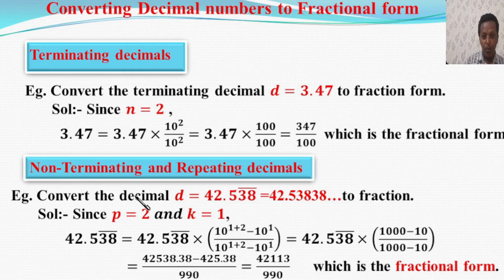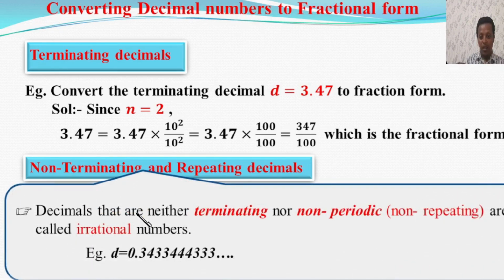The third type of decimal, non-terminating and non-repeating decimals. Such decimals, we call them irrational numbers. So in general, decimals that are neither terminating nor repeating are called what? Irrational numbers. I hope you have a clear understanding of how to convert decimal numbers into fractional form.